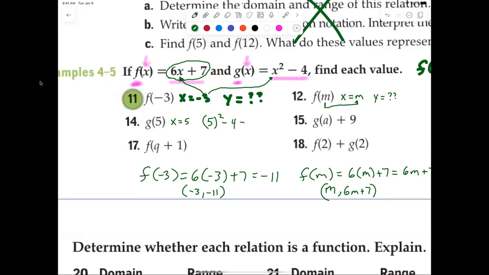I'm just being careful. That's all. 5 squared is 25. Does everybody agree? And then minus 4 is what? So what does that mean? It means 0 comma 21? Nope, not 0. 5 comma 21 is on the graph. x equals 5. You're finding what the y value is.